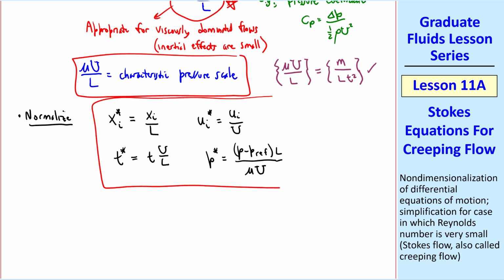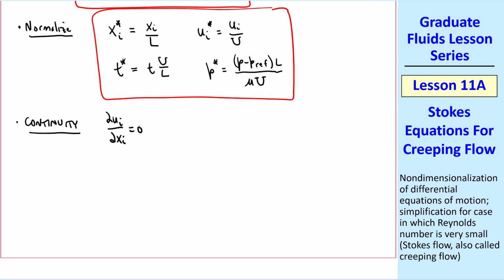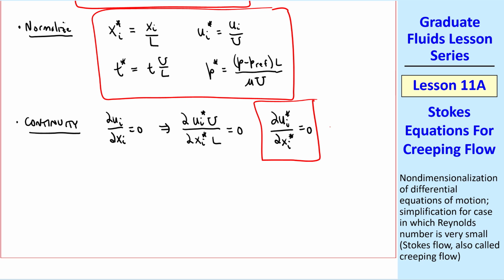Let's plug these into our equations of motion. Continuity becomes ∂ui*/∂xi* times U over L equals 0. The U and the L drop out, and we get ∂ui*/∂xi* equals 0. Thus our non-dimensional or normalized continuity equation looks the same as its original form.